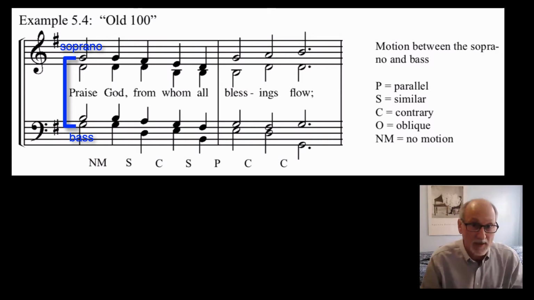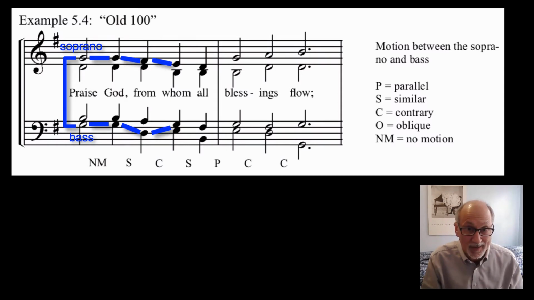There are actually quite a lot of different types of motion in this piece, a lot of contrary motion. But again, let's look from the beginning at the motion between the soprano and the bass. So first, we have chord number 1 going to chord number 2. It's really the same chord, so NM, no motion. We go to chord number 3. The notes are moving in the same direction downward, but by different intervals. That's similar motion.